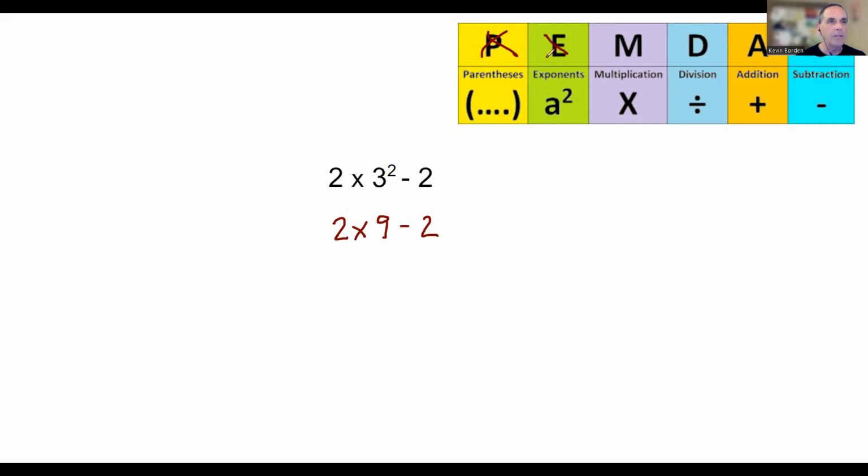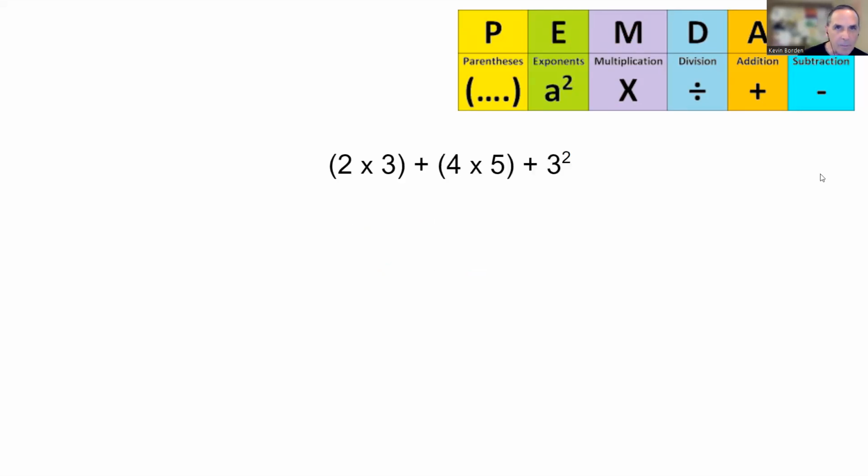We eliminated all of our exponents. We're looking for multiplication. Sure, we have multiplication here. 2 times 9 is 18 minus 2. We've eliminated all the multiplication, division. There's no addition, but there is subtraction. 18 minus 2 is 16. Hopefully that makes sense. We're systematically trying to follow these rules. They're going to get more and more complicated as we go through this.